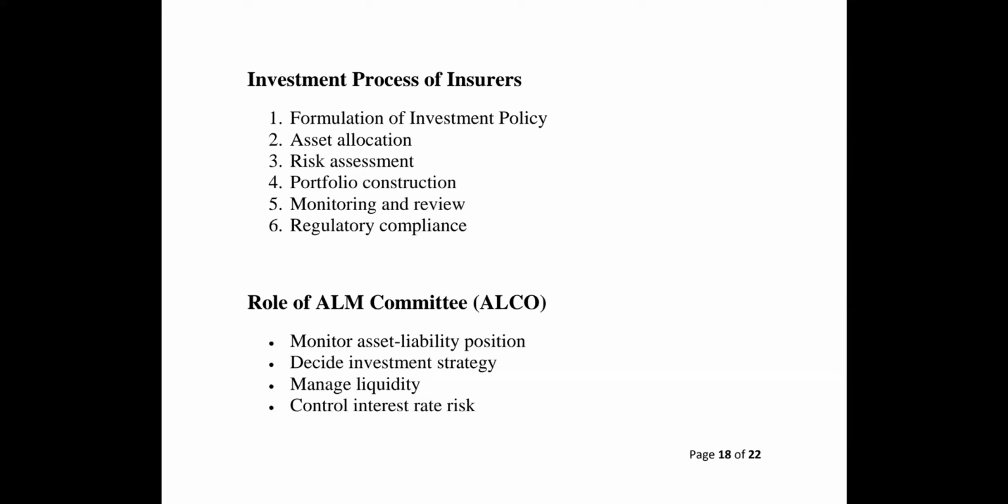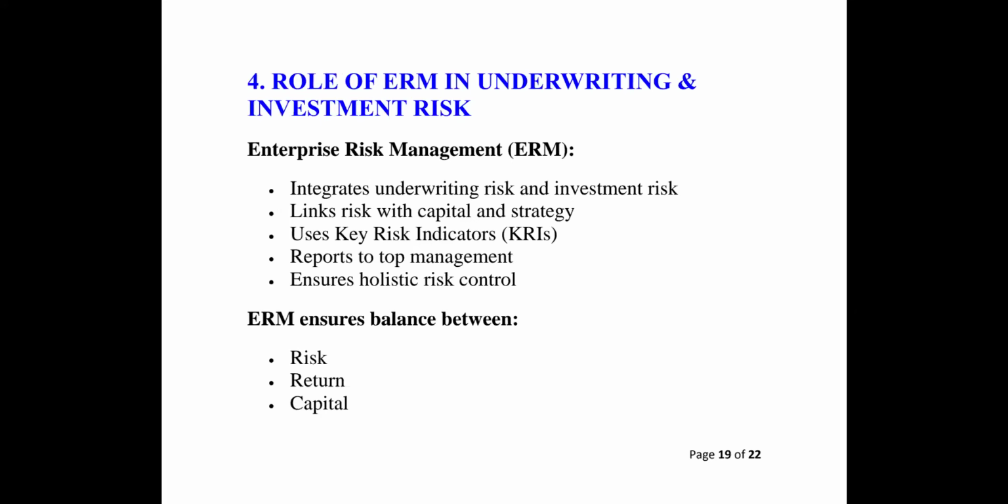Investment process of insurers: formulation of investment policy, assessment, portfolio construction, monitoring and review, regulatory compliance. Role of ALM committee, ALCO: monitor asset liability positions, decide investment strategy, manage liquidity, control interest rate risk. Role of ERM in underwriting and investment risk: enterprise risk management integrates underwriting risk and investment risk, links risk with capital and strategy, uses key risk indicators, KRIs, reports to top management, and ensures holistic risk control. ERM ensures balance between risk, return and capital.